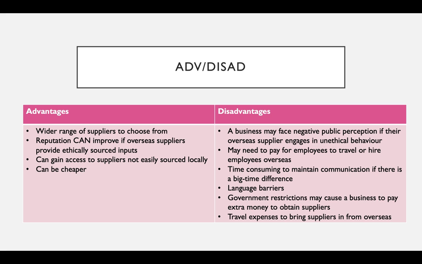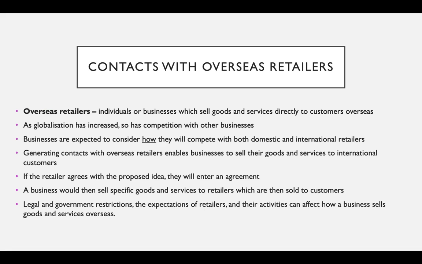Government restrictions can cause a business to pay extra money to obtain suppliers. So you actually may need to pay more if there is no free trade agreement or if importation costs are quite high. And travel expenses to actually bring in supplies. So remember, expenses can be both financial and environmental.